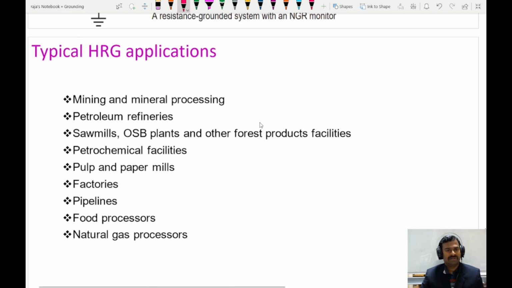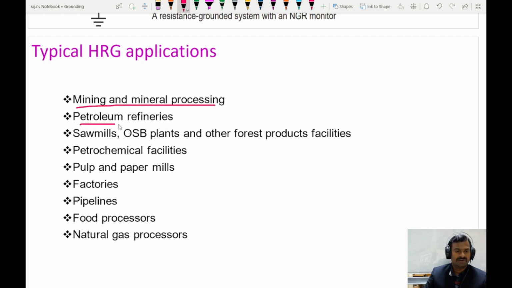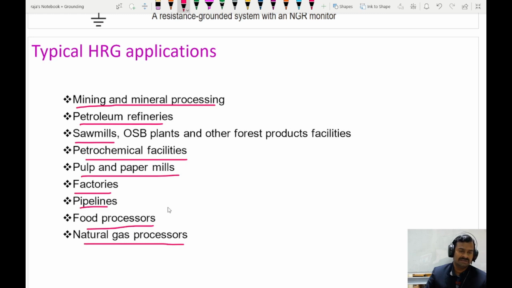So what are the applications of this HRG system? It is mostly used in mining and mineral processing, petroleum refineries and sawmills, petrochemical facilities, pulp and paper mills, factories, pipelines, food processors, natural gas processors. So these are a few applications of this HRG, that is, high resistance grounding system.